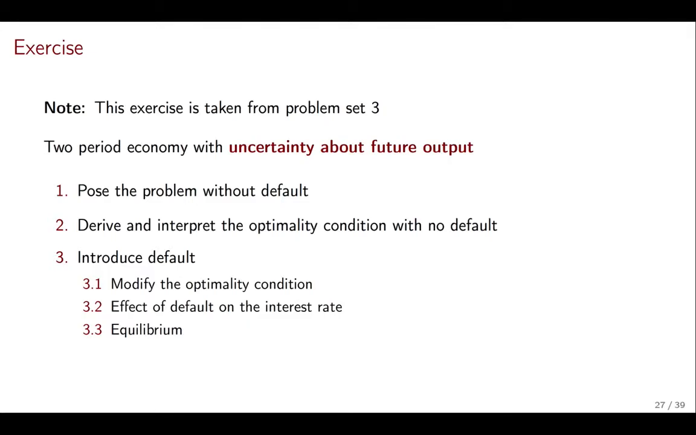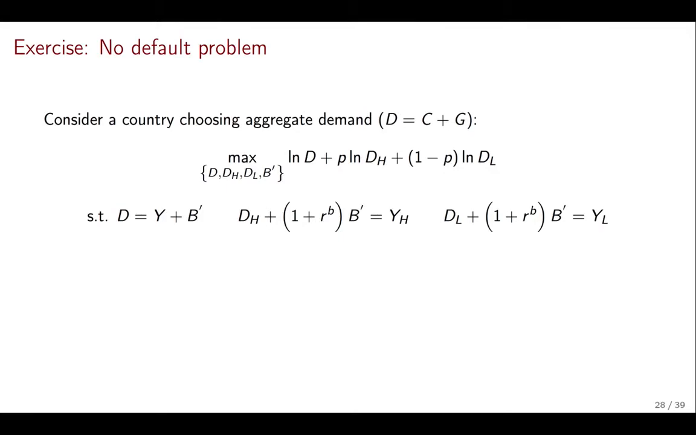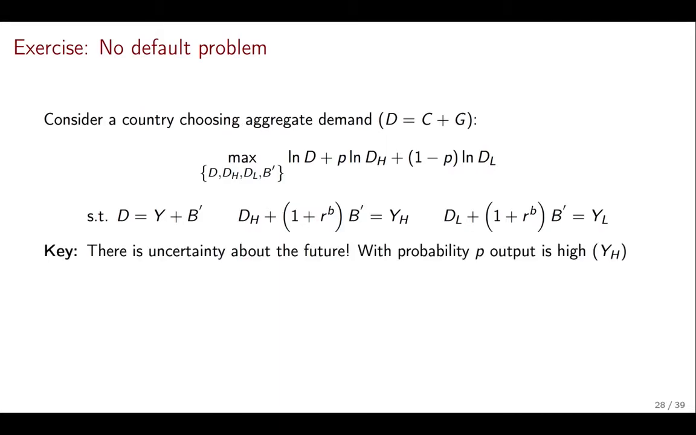Okay, let's get into the problem. So this is the no default problem. We have a country that's choosing aggregate demand. And aggregate demand D is going to be equal to consumption plus government spending. Now, as I was saying a moment ago, the key difference here is there is uncertainty about the future. With probability P, output is going to be high. And with probability 1 minus P, output is going to be low.